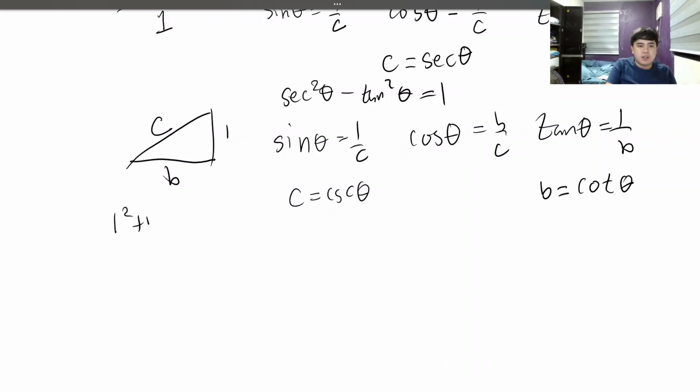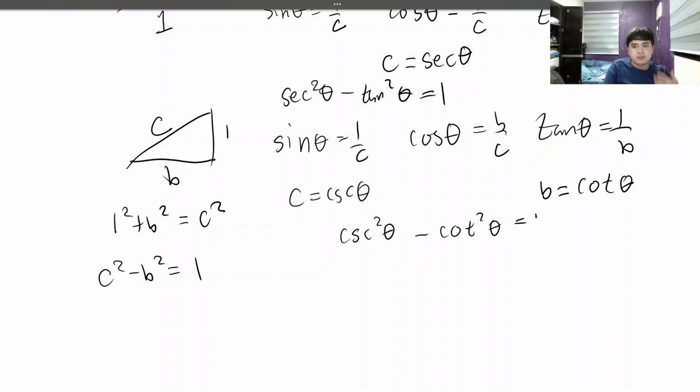So 1 squared plus b squared equals c squared. Subtracting b squared on both sides, we get c squared minus b squared equals 1. C squared is cosecant squared, and b squared becomes cotangent squared, and that equals 1. And that is the third Pythagorean trigonometric identity.